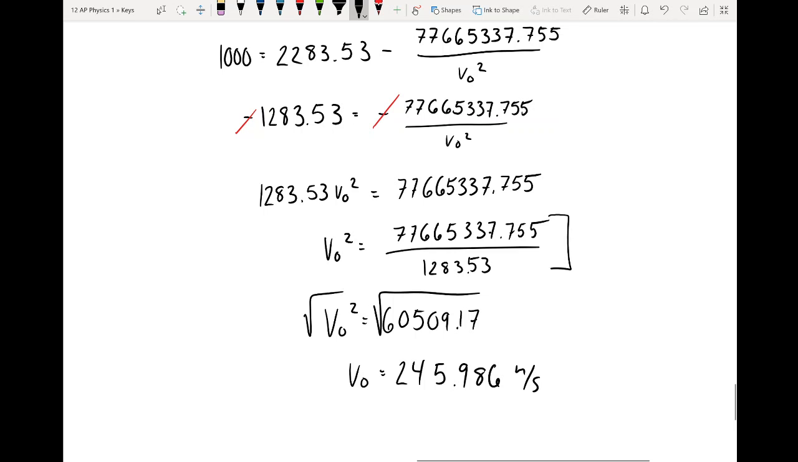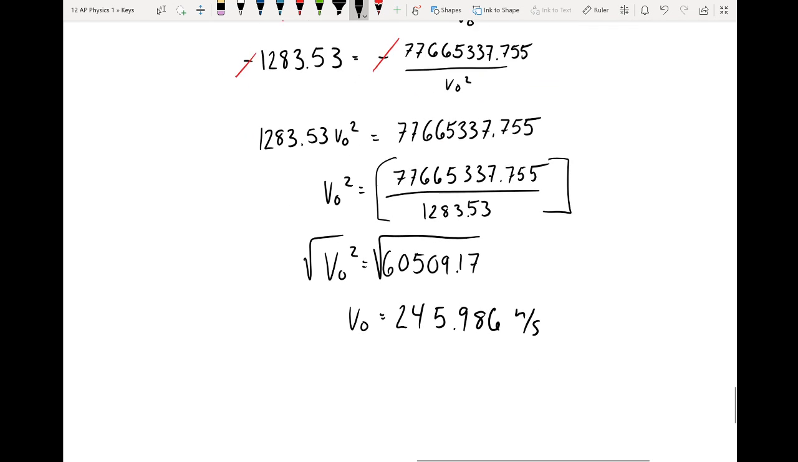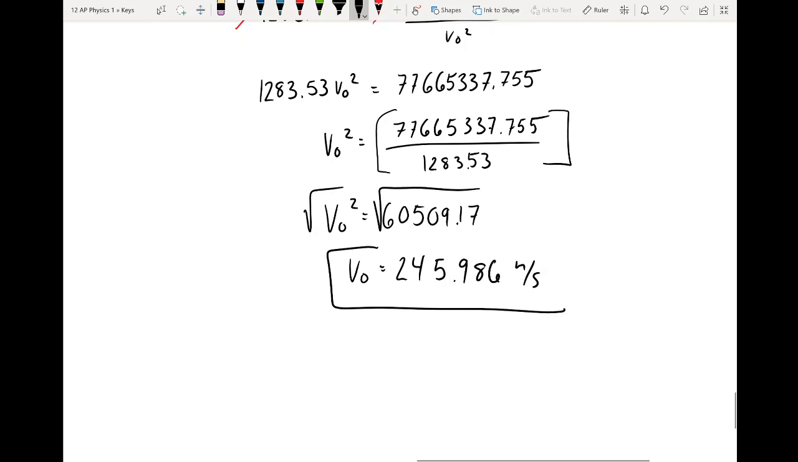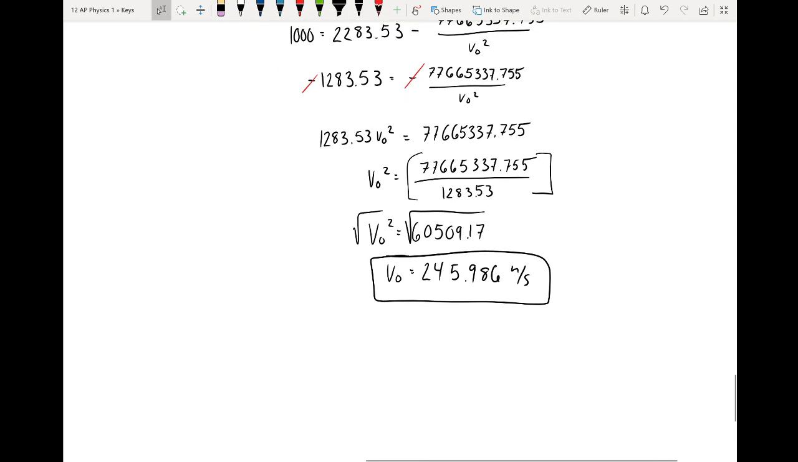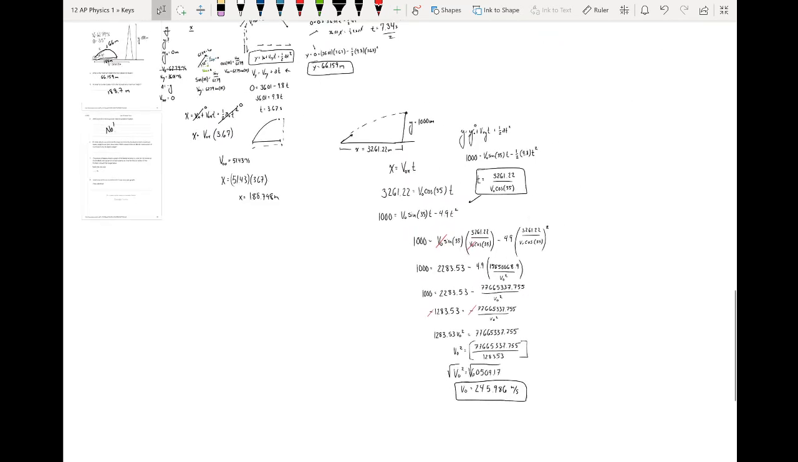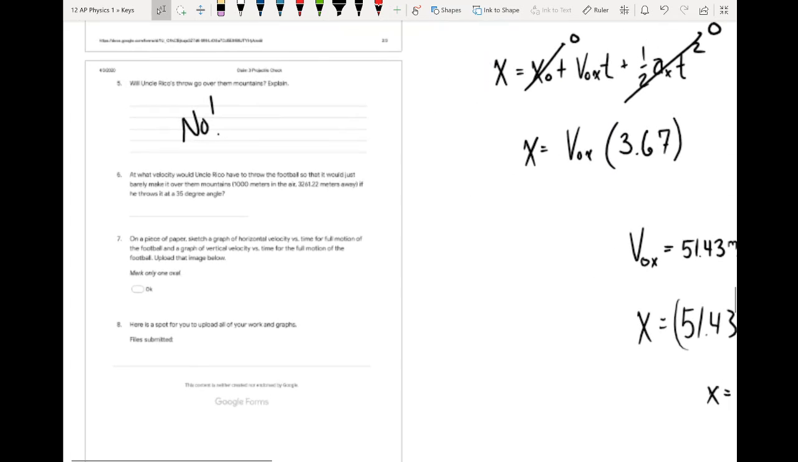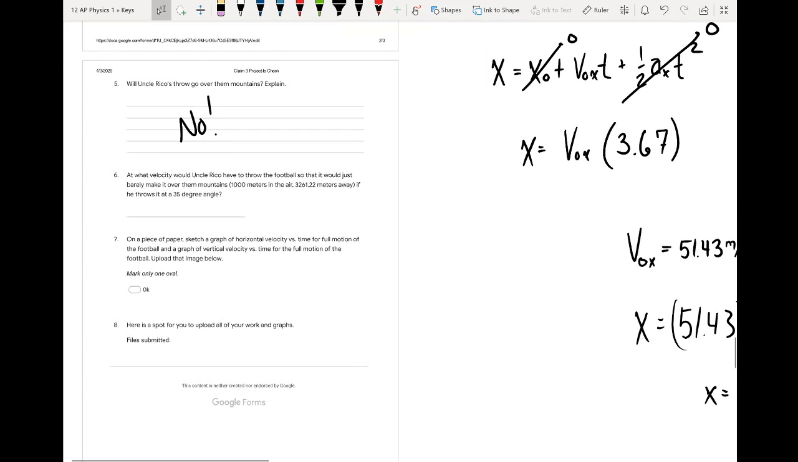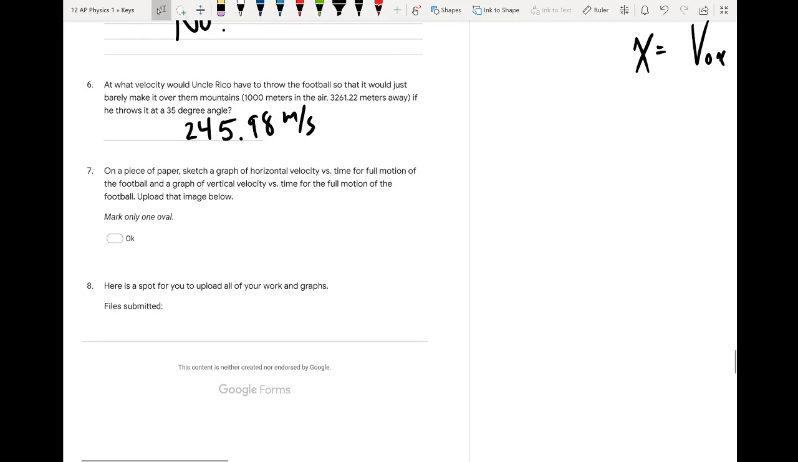That's what you get when you divide these. And then when we take that square root, we end up with an initial velocity of 245.986 meters per second. So that is how fast he would have had to have thrown it in order to make it over. So 245.98 meters per second.